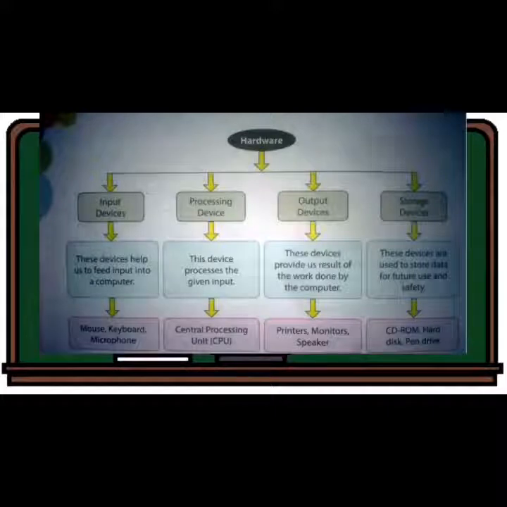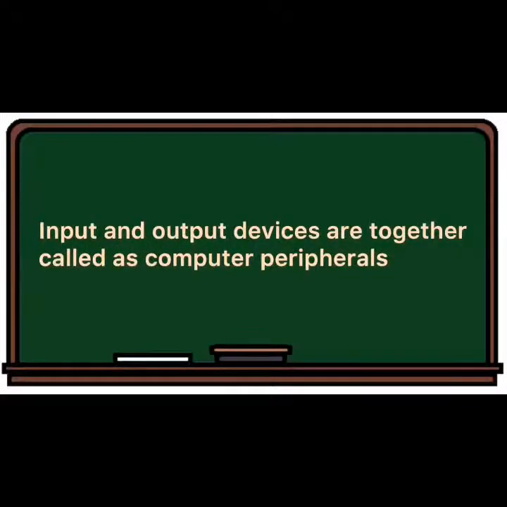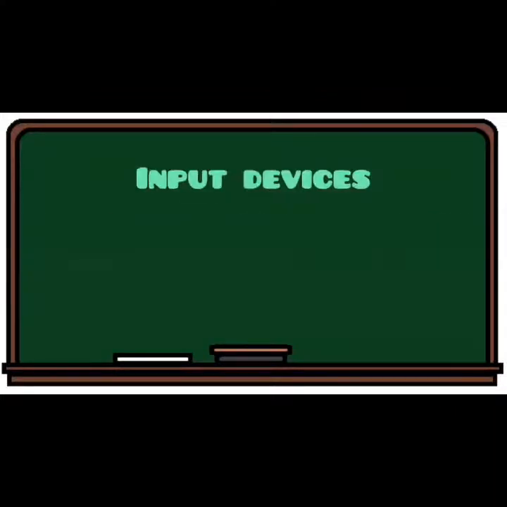Now let's see examples of each device. Input devices. The examples are mouse, keyboard and microphone. Examples of processing devices, there is only one processing device, that is central processing unit, CPU. Output devices examples are printers, monitors and speakers. Storage devices, the examples are CD-ROM, hard disk and pen drive. Input and output devices are together called computer peripherals.